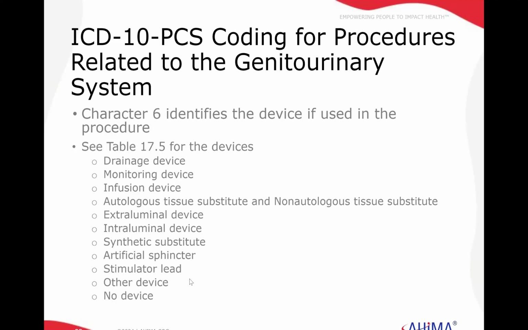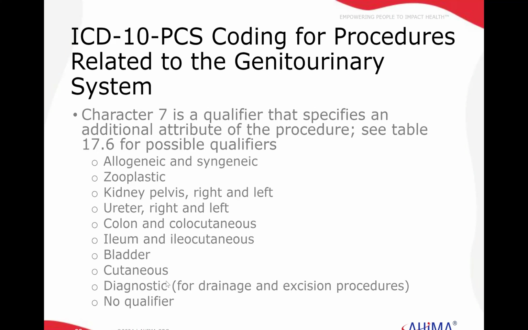And the sixth character is the devices. The devices could be a drainage device, a monitoring device, extraluminal device, synthetic substitute, artificial sphincter, and so on. Finally, we have the seventh character, which is a qualifier. This tells us whether something is allogeneic, syngeneic, zooplastic, whether it was colocutaneous, and gives us a finer level of detail.